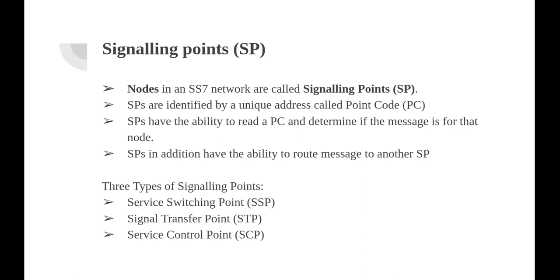But one thing to note is that all these signaling points are identified by a unique address called a point code. This is the equivalent of an IP address in the system that we all understand. So make note of the point code.